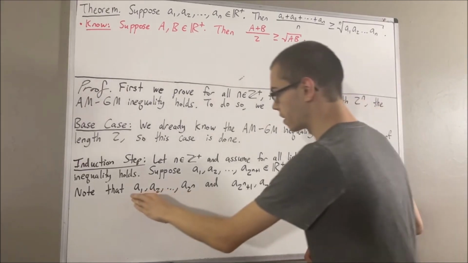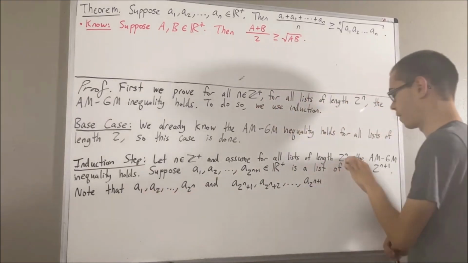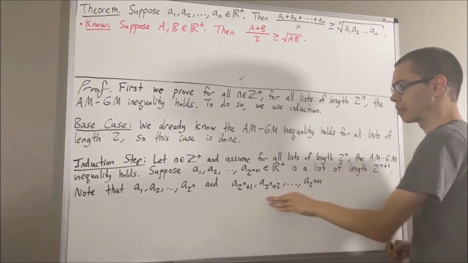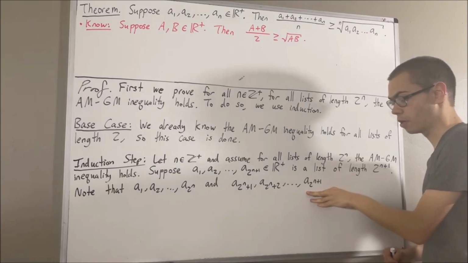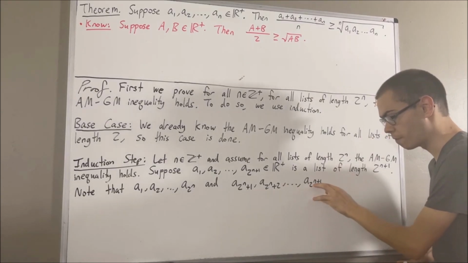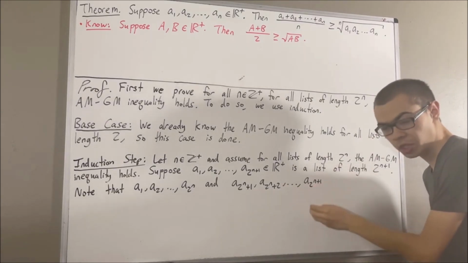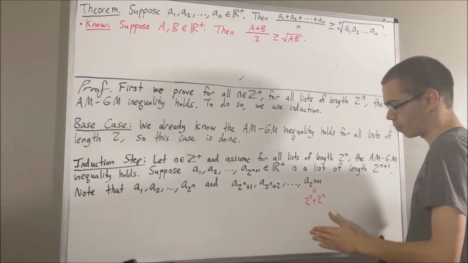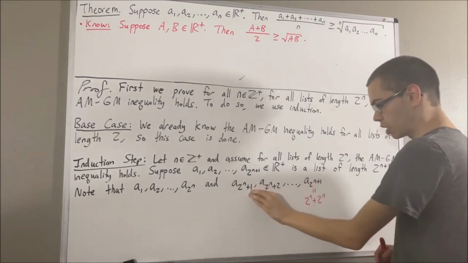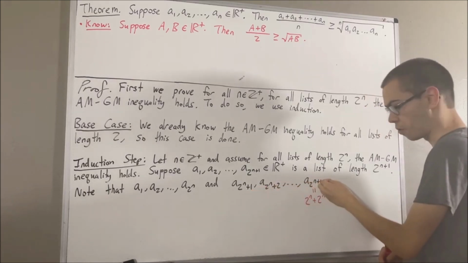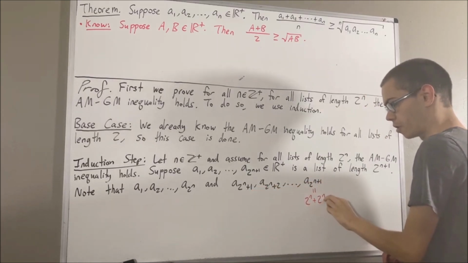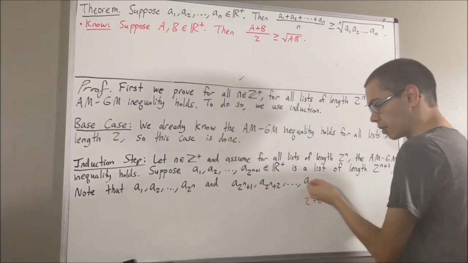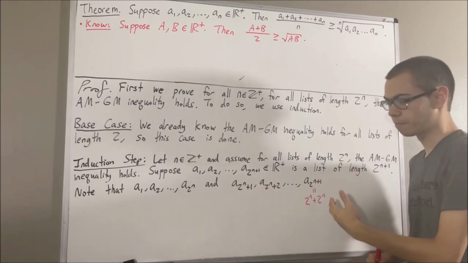Of course this list has length 2 to the power of n, but how do we know that this list has length 2 to the power of n? Well, we know that 2 to the power of n plus 1 is equal to 2 to the power of n plus 2 to the power of n. As you can imagine, this list goes plus 1, plus 2, and so on and so forth, up to plus 2 to the power of n. So yes, this list has length 2 to the power of n.